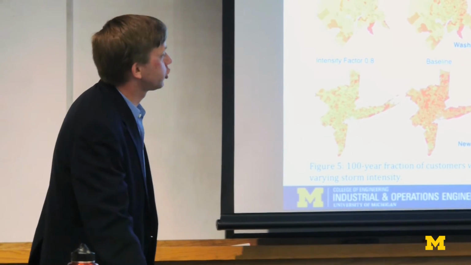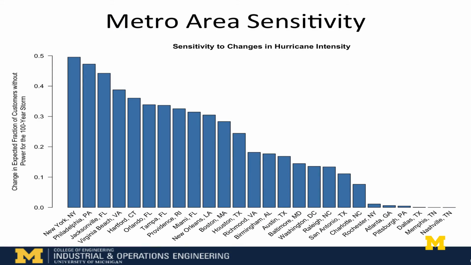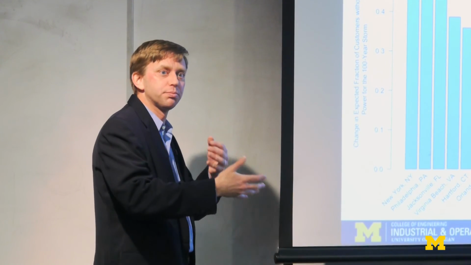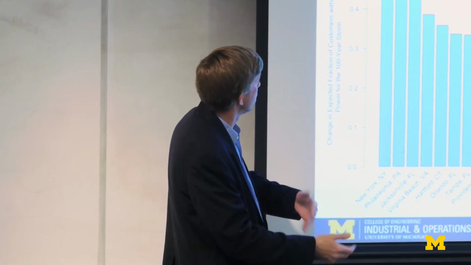We then did this for all 27 major metro areas and rank ordered them by change in outages. So New York is first. They're the most sensitive. That is, they would see the biggest increase in outage risk. It doesn't mean they have the biggest outage risk. They see the biggest increase. If you look down the list here, there's Miami, so they're probably one of the bigger outage risks. But their baseline is high, so they appear lower down the list because they get a little worse, but they started so high they don't have that much room to get worse.